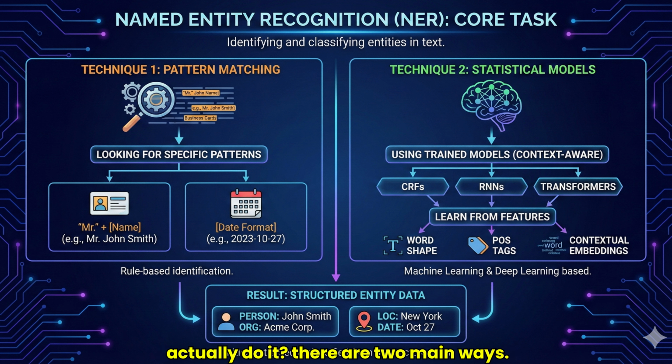So how does NER actually do it? Well, there are 2 main ways. You've got simple pattern matching, like a basic rule that says if you see Mr. followed by a capitalized word, it's probably a name. But the real power, the real magic, is in the statistical models. These are super smart AI systems that have analyzed billions and billions of sentences. They don't just follow rules. They've learned the probability that a word is a person or a place based on all the other words around it, kind of like how we humans do.